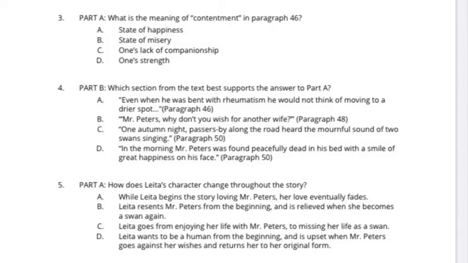Then number 5 is a part A. How does Leda's character change throughout the story? So look at the letters A, B, C, and D and think about how Leda was at the beginning, how Leda was at the middle, and how Leda was at the end of the story, and see which answer best matches that.